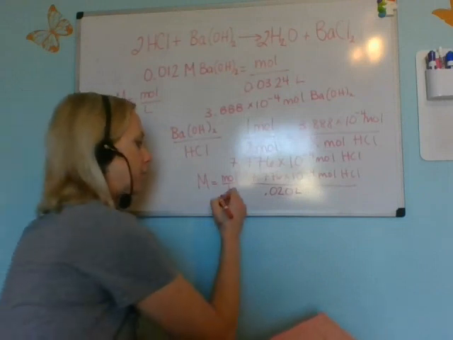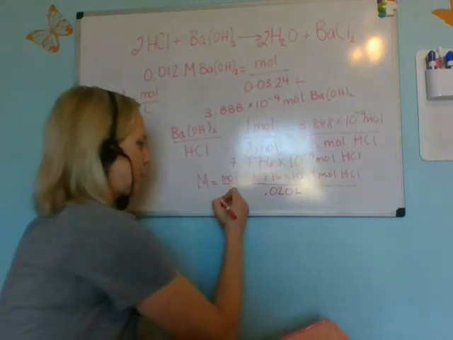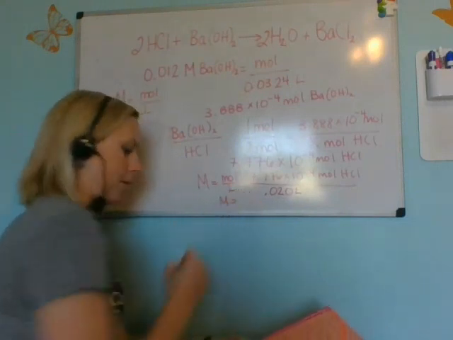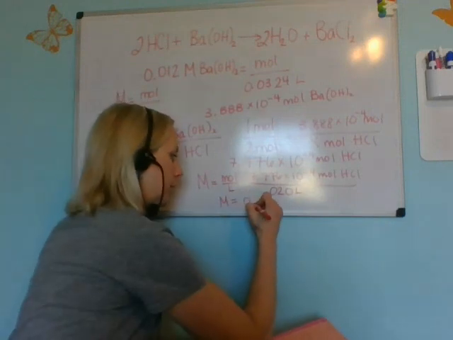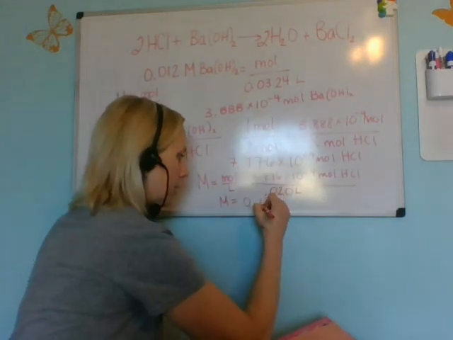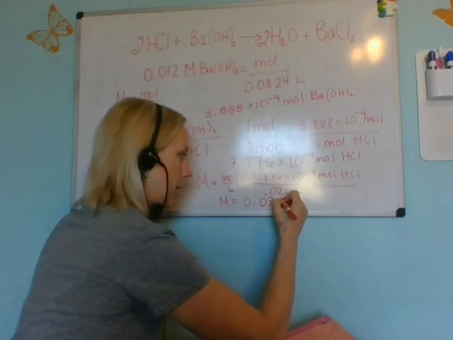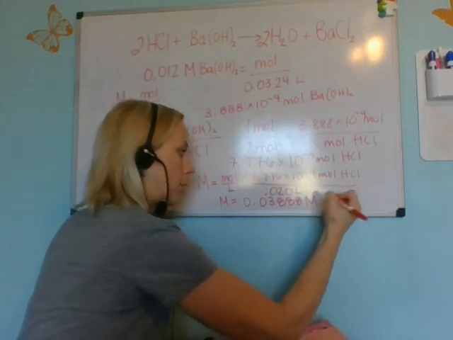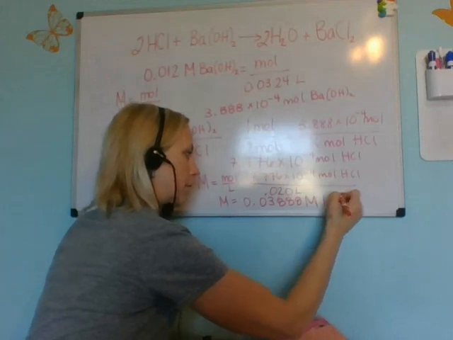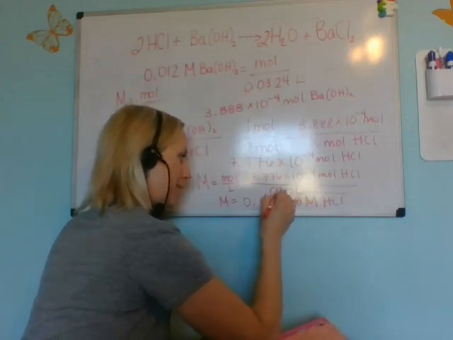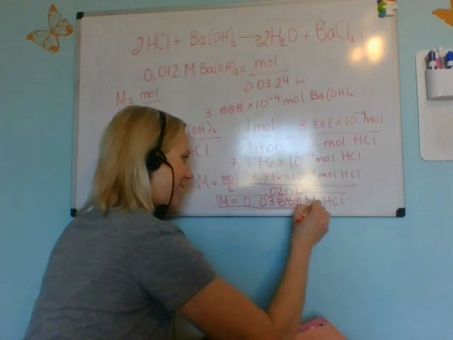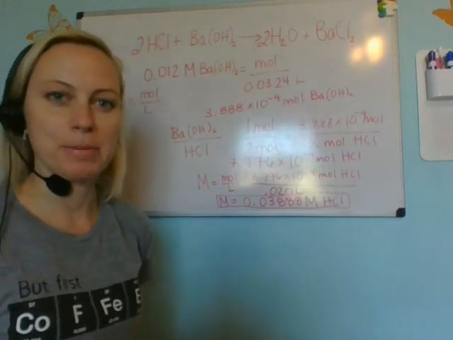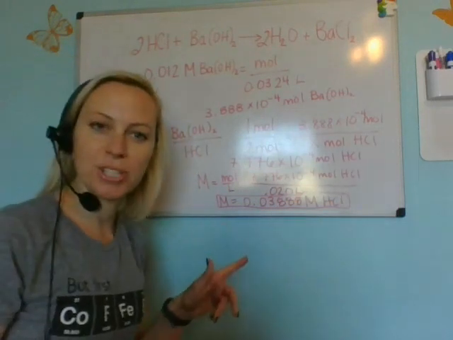So when we divide out, I'm running out of space here on Amber's board, but our molar concentration would give us 0.03888 molar of HCl. I'm going to box this answer in so you can see it. Sorry, again, my board's getting smaller and smaller. But that's the concentration of acid.